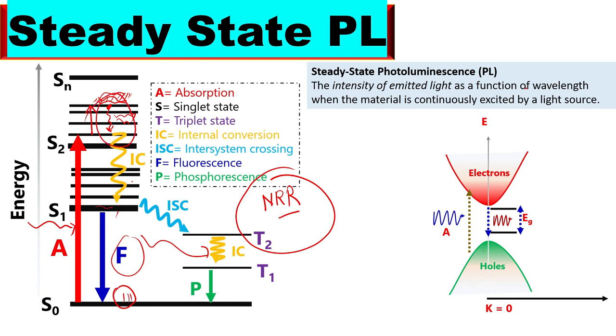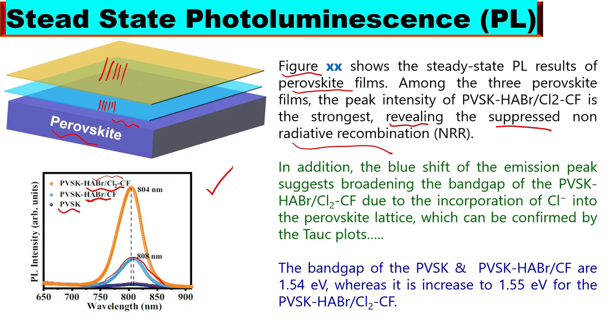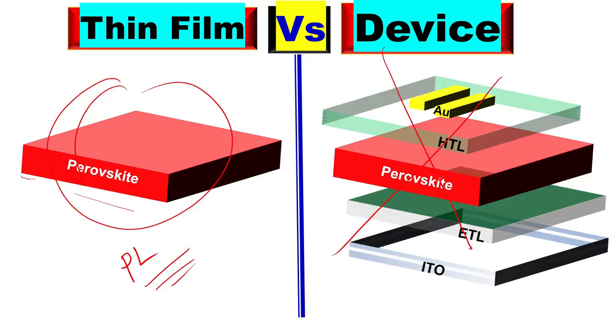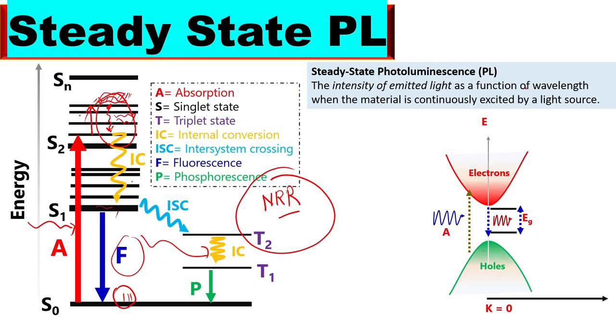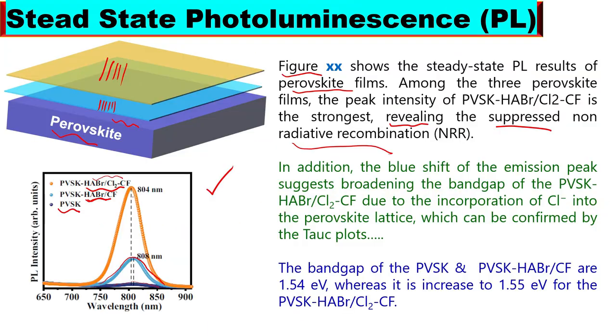So this is because of defects, right? This is why we mention here that the strongest peak shows that it suppresses the non-radiative recombination. It simply means that in that case we have far fewer defects. So the electron directly comes and recombines here, right? The electron is not lost in these higher states.